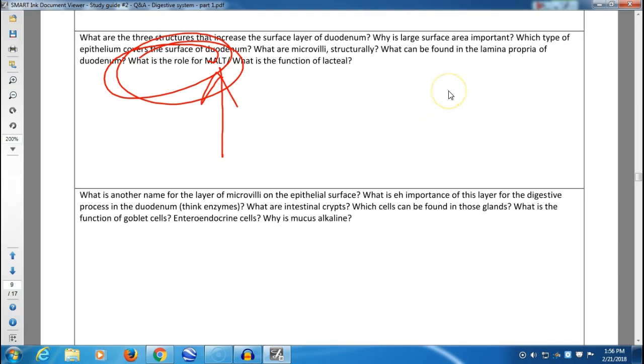What's the function of lacteal? Absorption of fat and its lymphatic vessel, okay? Layer of microvilli on epithelial surface is the brush border.